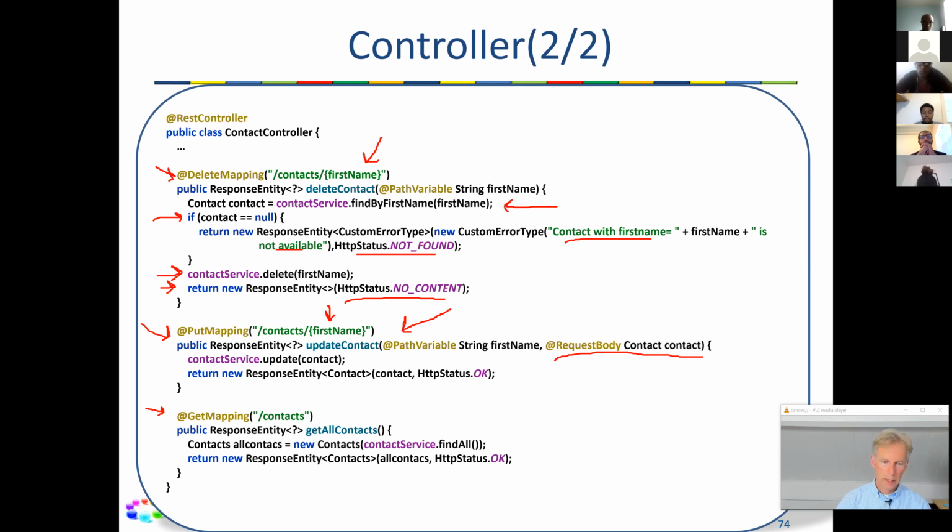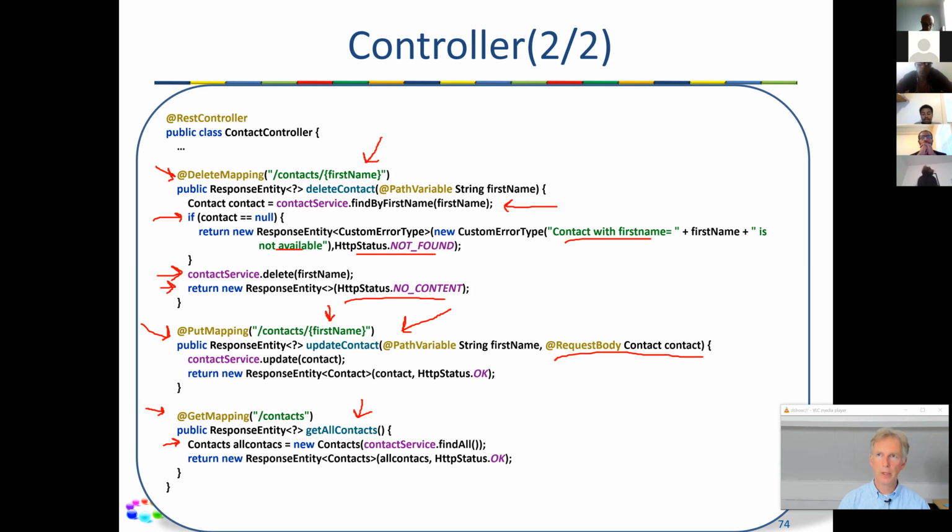Now, if I say get all contacts, what I do is create a new class. Contacts is this class here, which contains a list of contacts with getters and setters. That's what I return. Why?